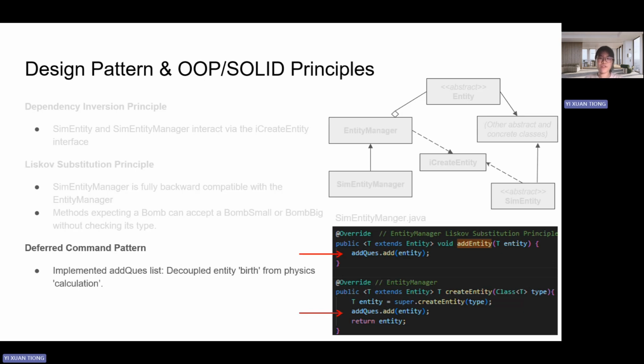To certify this principle, we had to ensure our sim entity manager wouldn't crash the engine while spawning entities during the physics calculation. We solved this by overriding the add methods using a command pattern. By implementing an add queue list, we decoupled entity birth from the Box2D physics setup, hence allowing safe instantiation outside the Box2D simulation loop.